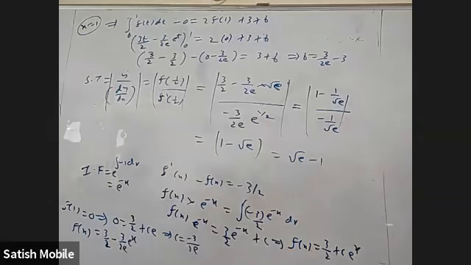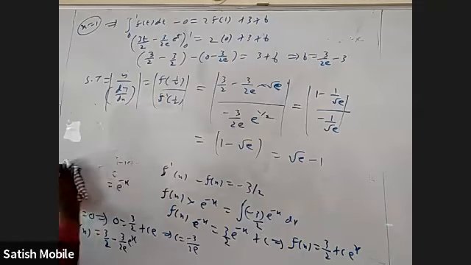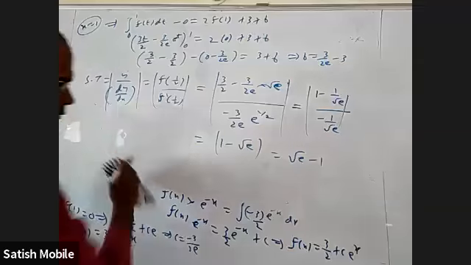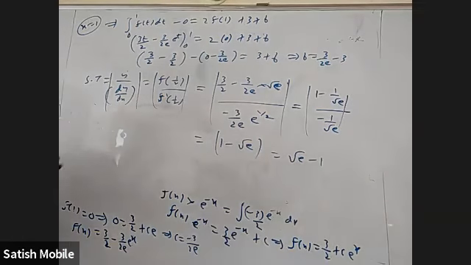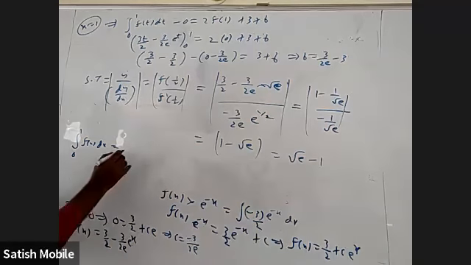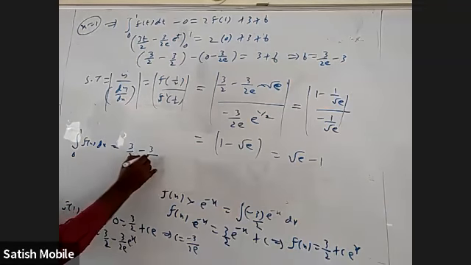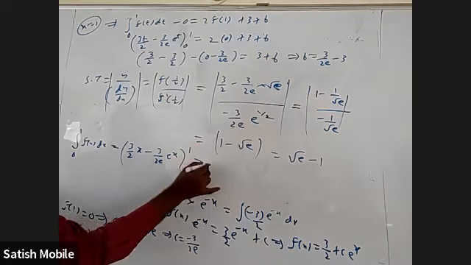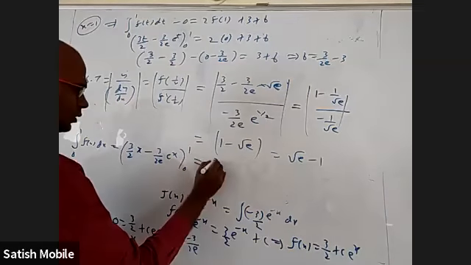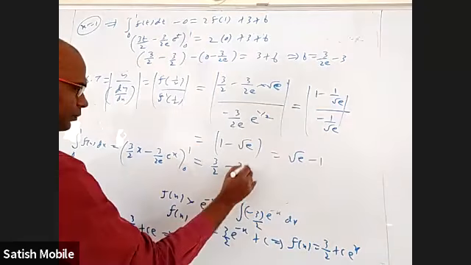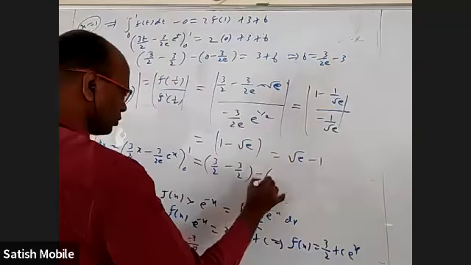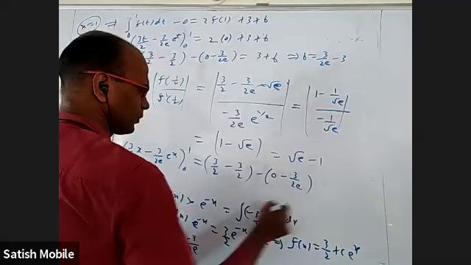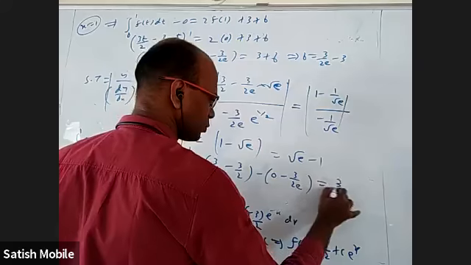Okay, even though the time is up, I will just complete this. So 0 to 1 f of x dx. When I integrate this, 3 by 2 minus 3 by 2e into integral of e power x, which is e power x, with limits 0 to 1. When I put 1, it is 3 by 2 minus 3 by 2. When I put 0, it is 0 minus 3 by 2e. This will cancel, plus 3 by 2e.